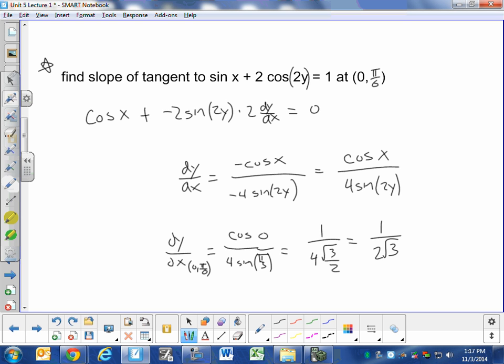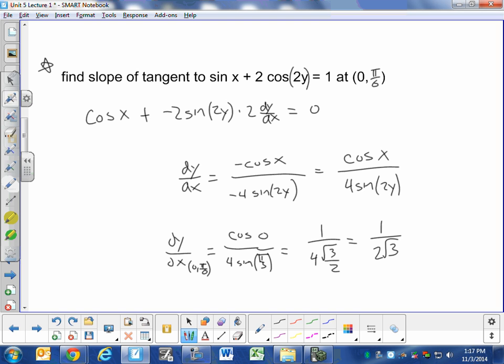How did I get the negative 4? I got this 2 and this 2. Cool. Cancel the negatives. You get that guy. Then find the derivative at (0, pi over 6).